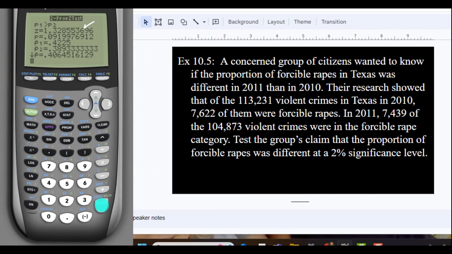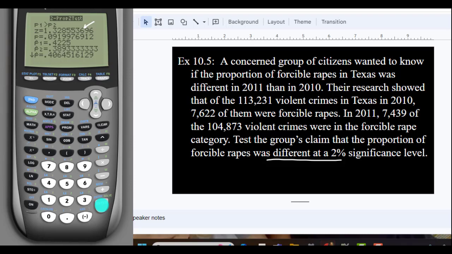Example 10.5. A concerned group of citizens wanted to know if the proportion of forcible rapes in Texas was different in 2011 than 2010. Their research showed that of the 113,231 violent crimes in Texas in 2010, 7,622 of them were forcible rapes. In 2011, 7,439 of the 104,873 violent crimes were in the forcible rape category. Test the group's claim that the proportion of forcible rapes was different at the 2% significance level.